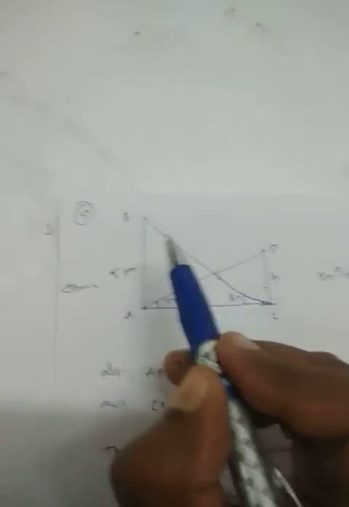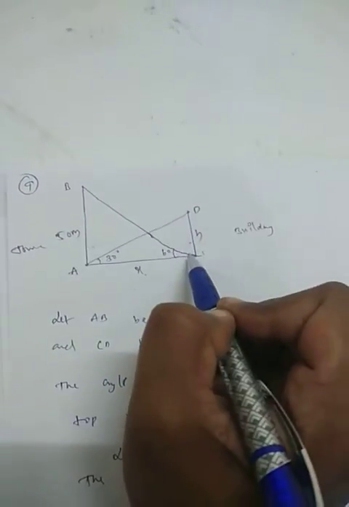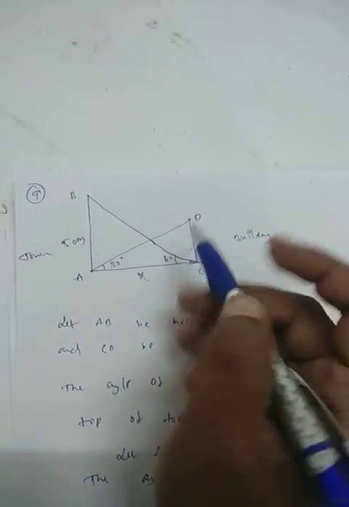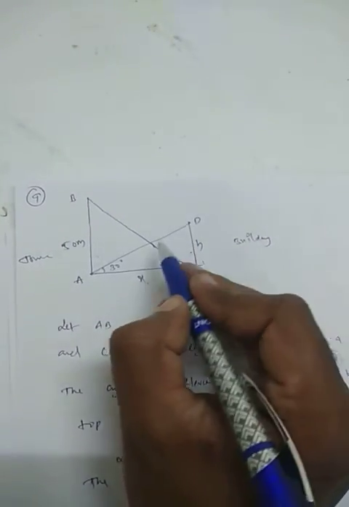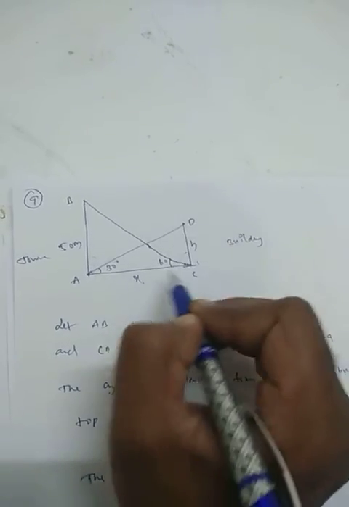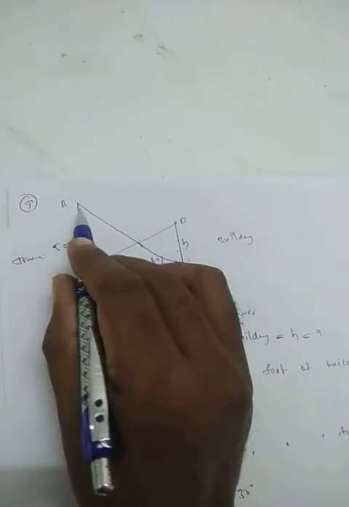So this is about question number 9. Try to understand it. Whenever you are observing from the foot, we need to join the foot up to the top. Don't be confused with this. Once you are clear with the figure, there is nothing in it. Once again, whenever you are observing from the foot, we need to join the foot and the top.